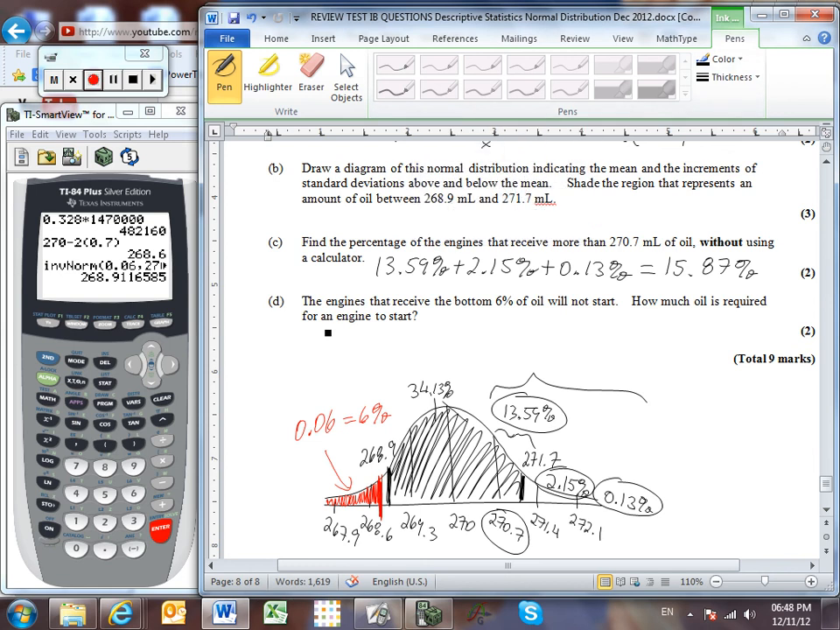So I should probably just write down inverse norm if I'm showing my work. The inverse norm 0.06 because it's 6% below my K value, and then my mean and my standard deviation. And I got, if I'm going to round to 4 significant figures, it would be 268.9, but of course we can always round to as few as 3 significant figures, and we know that the units is milliliters. And that's the end of your review. Good luck on your test.